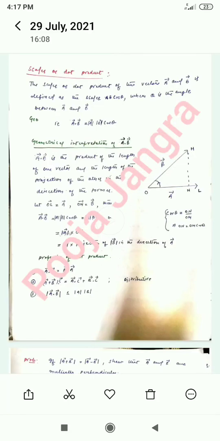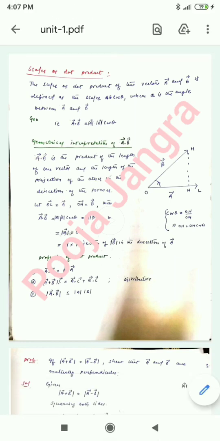Hello students, today I am going to discuss with you the first unit of electricity and magnetism. Electricity and magnetism is your theory subject, and I am going to start with the first unit. Your first unit is vector analysis, and the topics covered by this unit are review of vector algebra, scalar and vector product, gradient, divergence, curl and their significance.